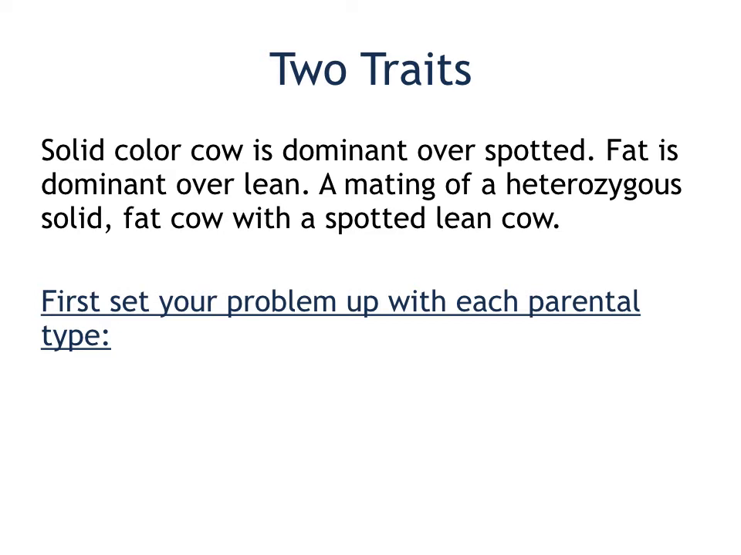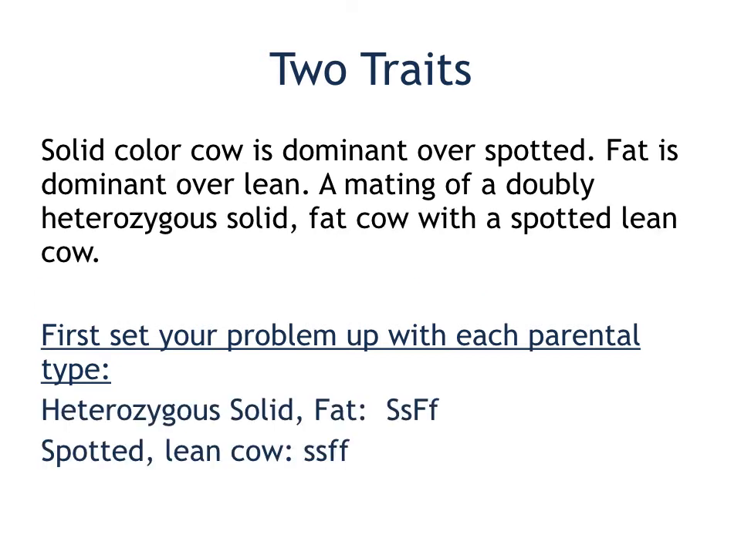For the following problem, we're going to look at cows, and solid color patterning will be dominant over spotted coloring pattern. And we'll have the fat body type being dominant over lean. So now we're going to mate a heterozygous solid pattern cow who is fat, and we're going to mate that cow with a spotted lean cow. Now try to set your problem up, and then we'll set up the Punnett square.